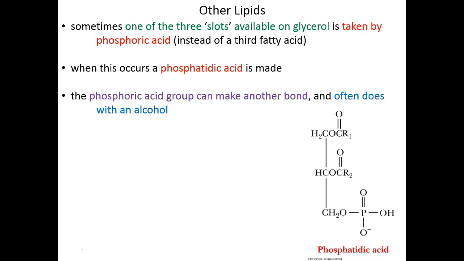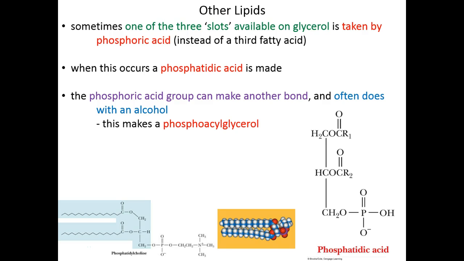Sometimes we can take that phosphoric acid group and link it to yet something else. Oftentimes we link it to an alcohol. And if we do that, we make a phosphoacyl glyceride. Phosphoacyl glyceride is telling us that we have a phosphate group and an alcohol group all linked together with a glycerol. And if you know enough about glycerol, you know that the other 2 slots are held by a fatty acid. So this is a phosphoacyl glycerol.